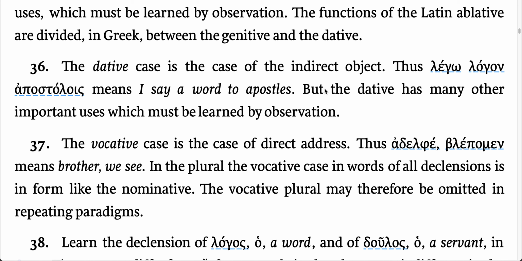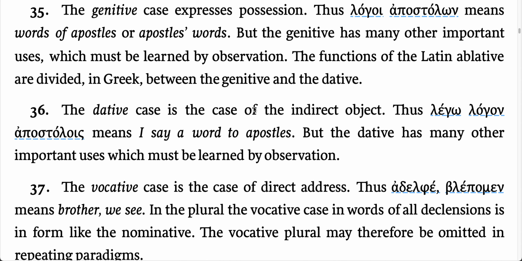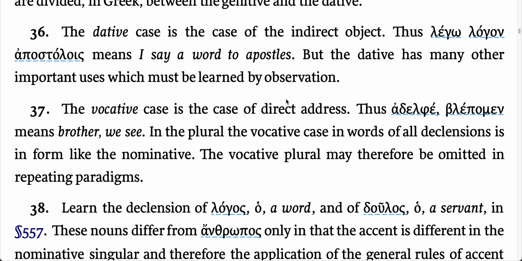But as with the genitive, the dative has many other important uses, which we must learn by observation as we move forward. For right now, we're giving you some of the basic functionality of the dative case, and that's the indirect object in a sentence. It's not its only functionality, as we will observe as we move forward. So what I want you to understand is that the different cases represent different functions in the sentence.